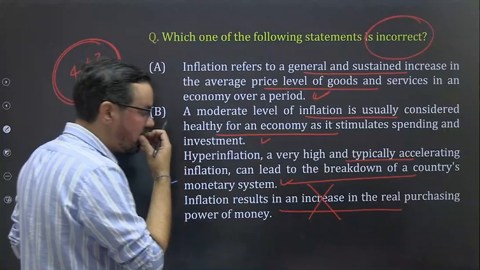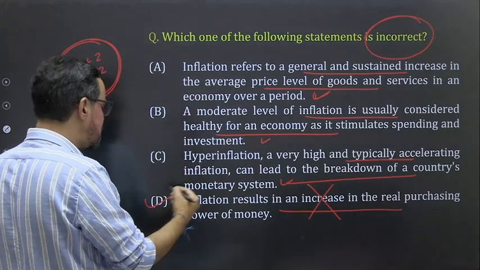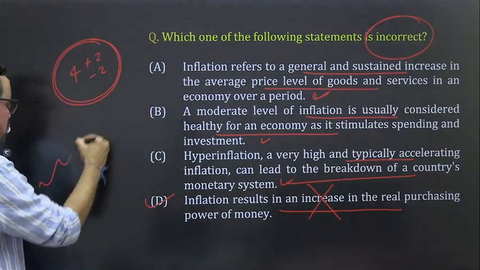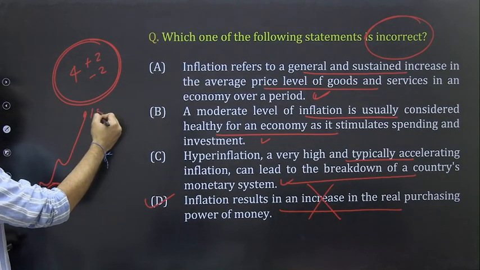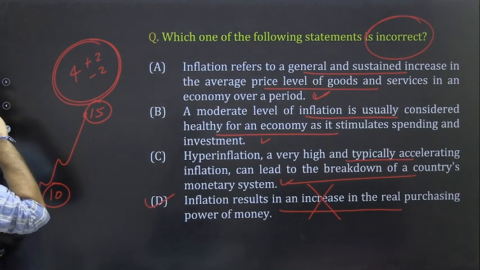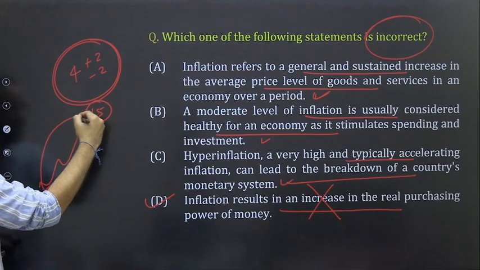This is wrong. Okay, so it should be decrease. Okay, so what is inflation? This course of action is inflation. Like the market price was earlier 10 rupees, now it has got to 15 rupees. So this course of action in economics is defined as inflation.